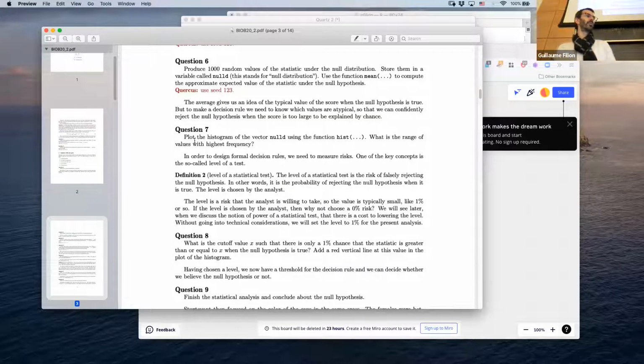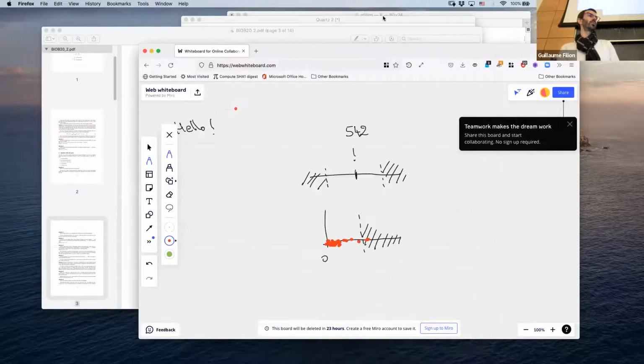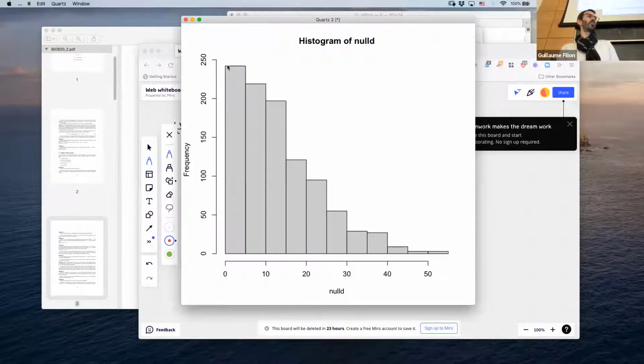So let's answer the question. Plot the histogram of the vector null D using the function hist. What is the range of values with the highest frequency? The highest frequency is this one, that's the first bucket, and it goes from 0 to 5. It's a purely decreasing distribution. We're more likely to see small values than to see large values.